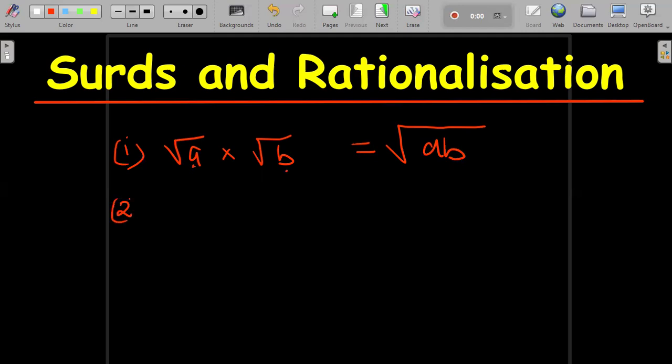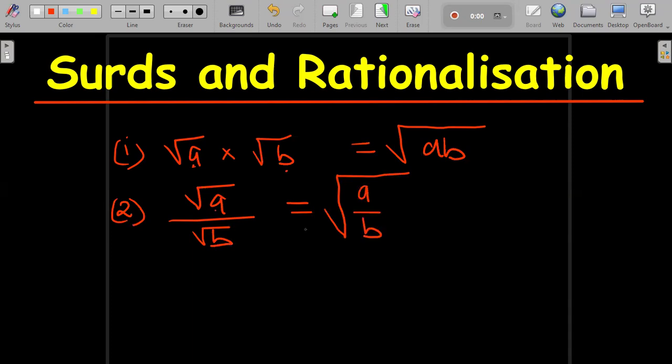And then the second rule is the one that involves division. When we say the square root of a divided by the square root of b, this is the same as writing one big square root and dividing a and b. So this is going to be the square root of a over b.